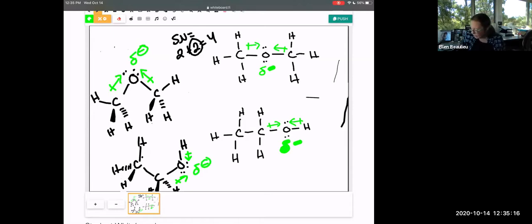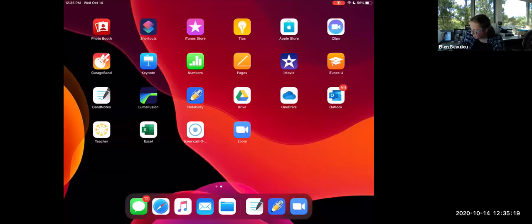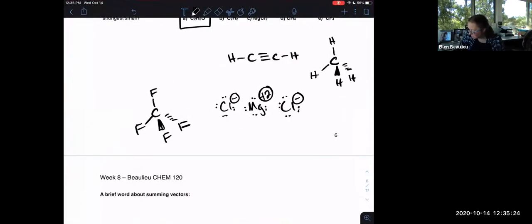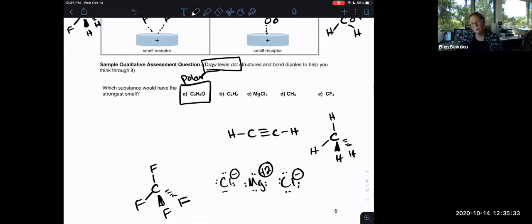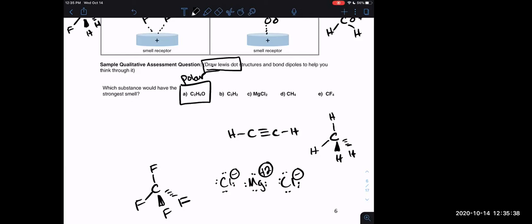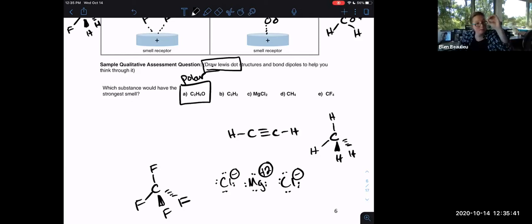Let's go back and look at the other molecules that were in your problem. I gave you some Lewis structures. So we know this one is polar because we just looked at that on the previous page. How about acetylene, C2H2? Are any bonds in that polar? No. Bond between a carbon and itself, the difference in electronegativity is going to be 0. Bond between carbon and hydrogen, not polarized. We already know the smell receptor has that little positive charge, so I don't think acetylene is that smelly.